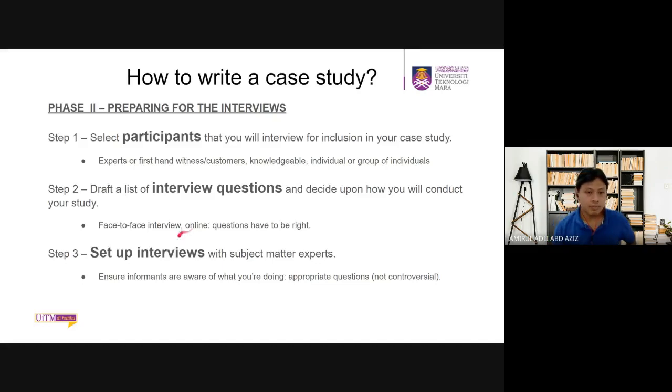Okay, and then set up interviews with subject matters expert. Okay, ensure informers are aware of what you are doing. Bagi tahu apa plan yang you nak buat. Ni tak adalah cakap makcik saya nak buat survey, tolong isi. Lepas tu siap lah makcik terkena. Oh ni nak buat data, nak study pasal kita orang ni. So are we lab rats? Makcik sekarang kan power. Okay, let them know what you're doing.